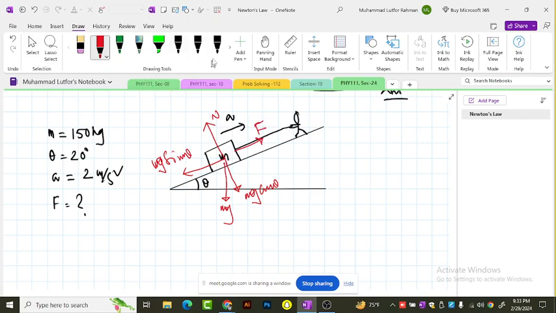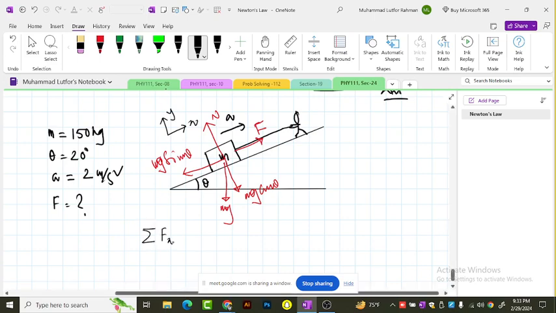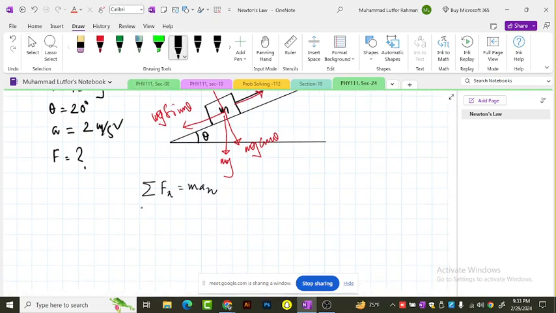Let's choose this as my positive x direction, and this as my positive y direction. Now I am concerned only about the forces acting along the x direction. So I'll write the net force along the x direction would be equal to ma. I'm not concerned about the vertical direction because they don't ask me to find the apparent weight. So that's why I'm not concerned about that part.